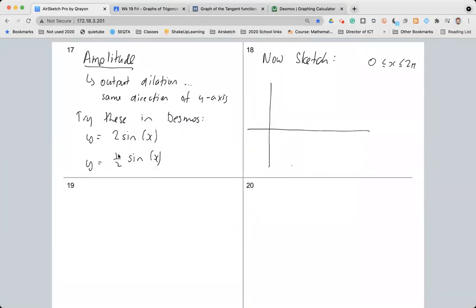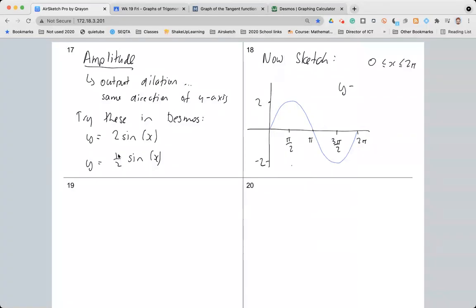We haven't changed the period, so I'll just draw my function like so. The period hasn't changed, so that's 2 pi, that's pi, and that's 0. Halve it again, pi on 2, halve it again, 3 pi on 2. And there we have our graph drawn, but our maxima and minima have changed. It is now 2 and negative 2.